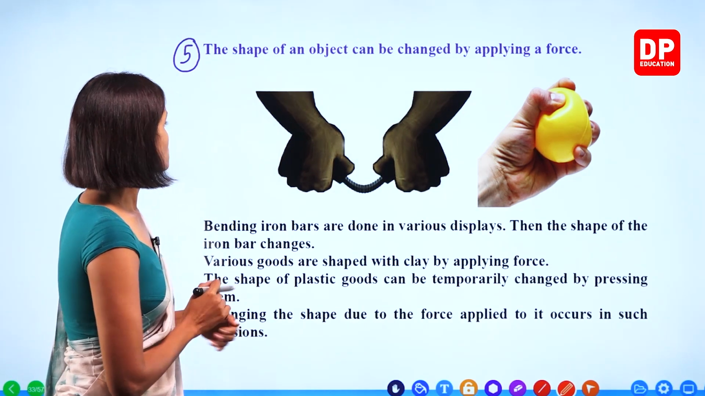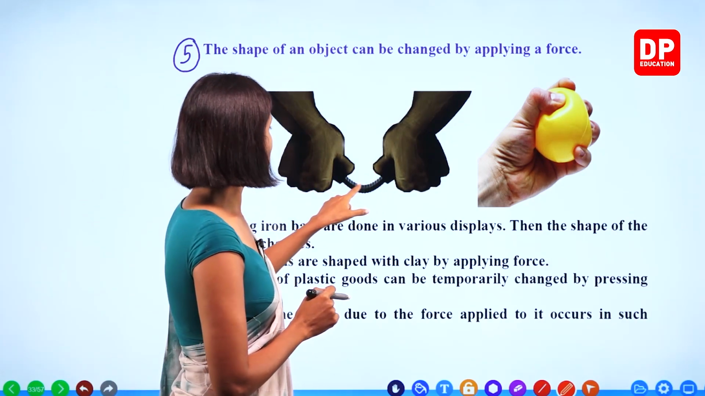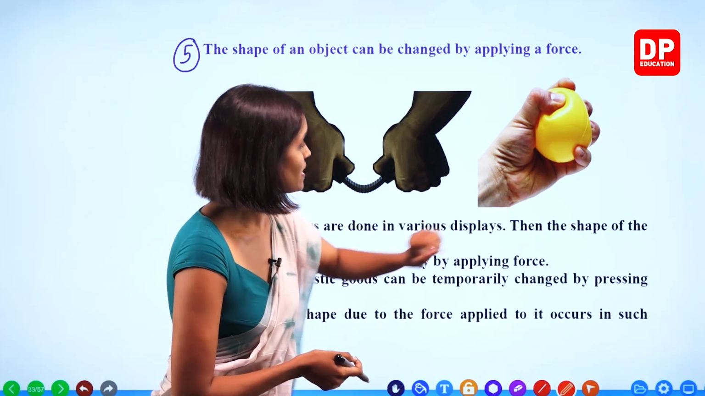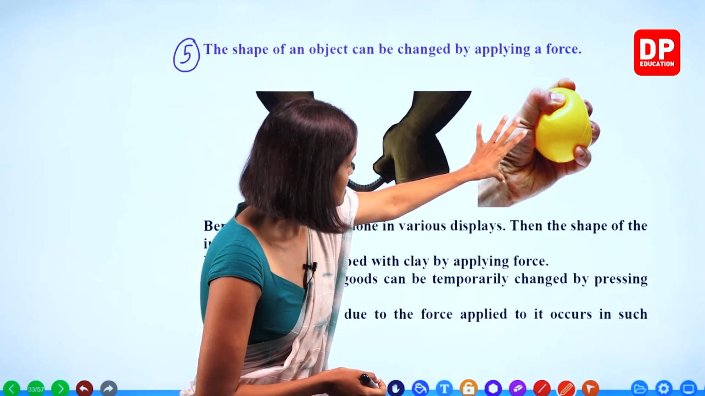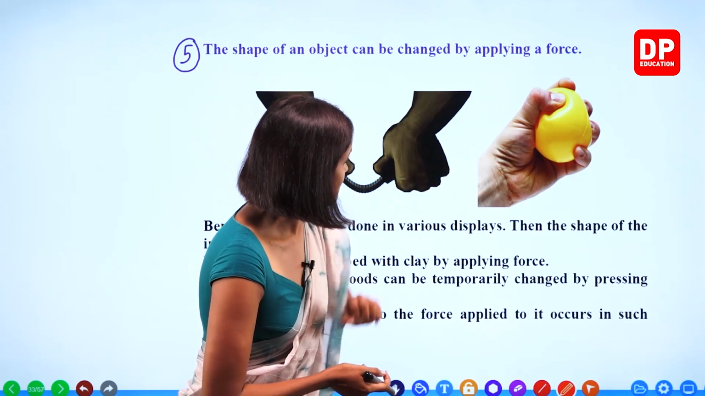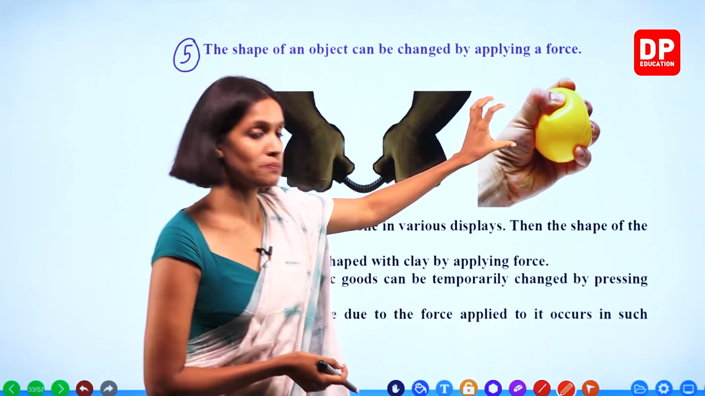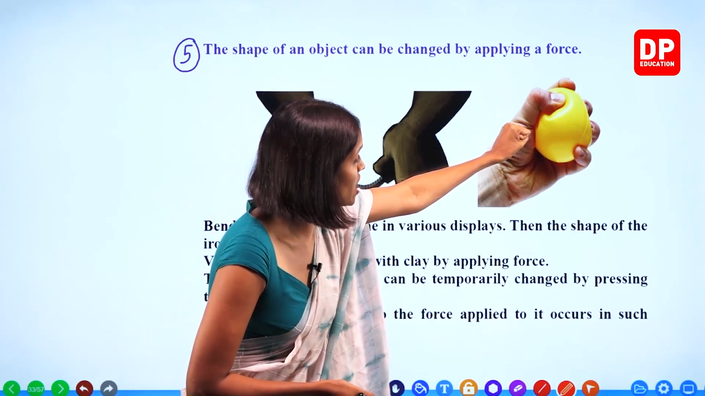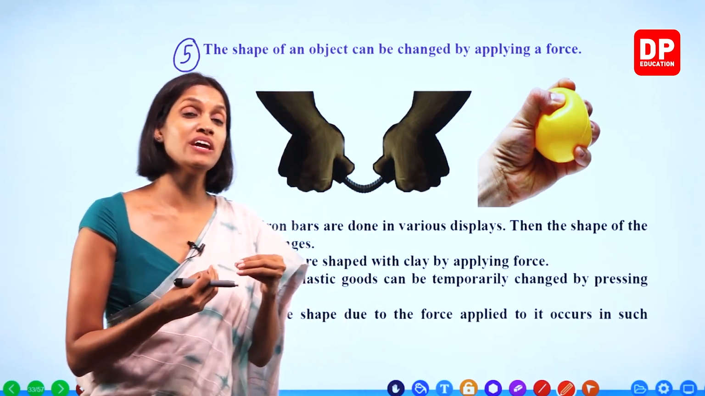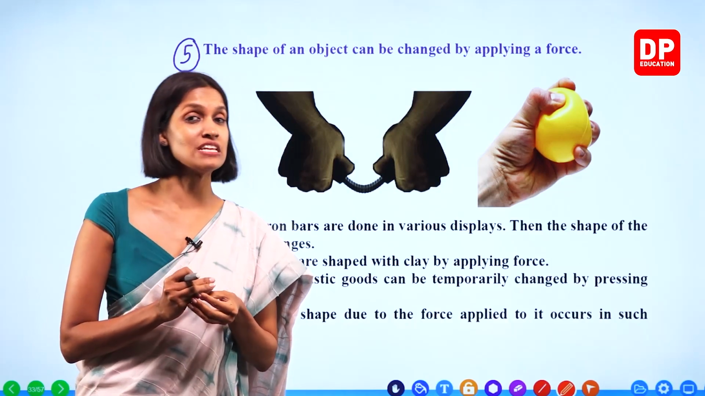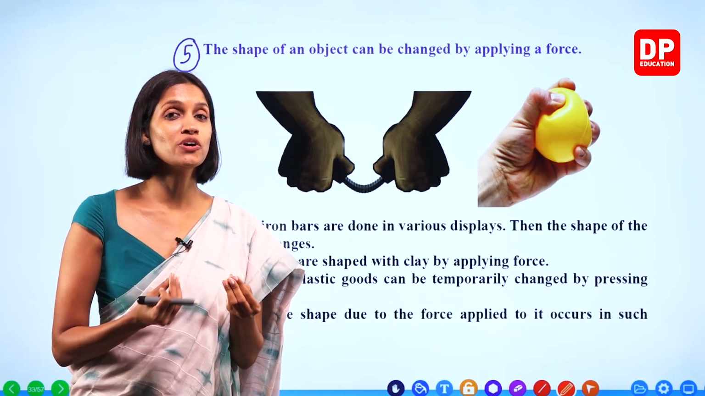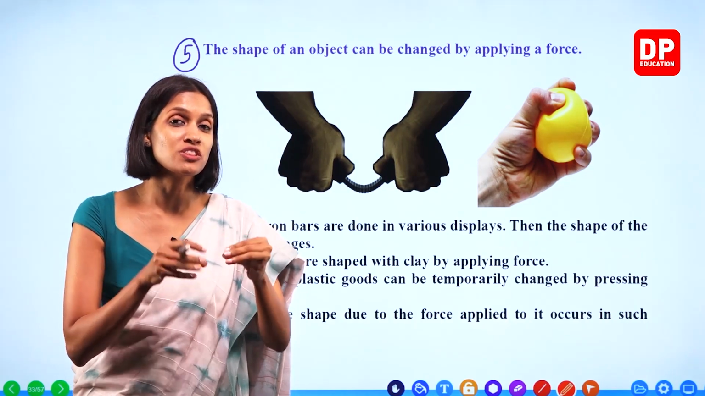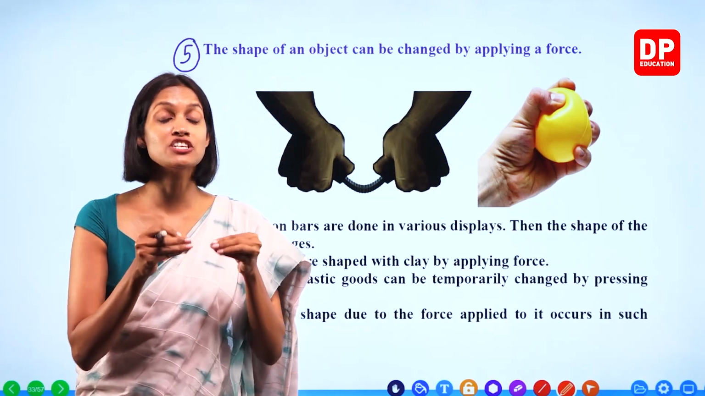Right. So look at these bending bars. Here it's a clay ball, a plastic ball. By applying force, you can change its shape. In the same way, when you mold different things with clay or Play-Doh, again by applying force with your fingers, you can make different shapes.